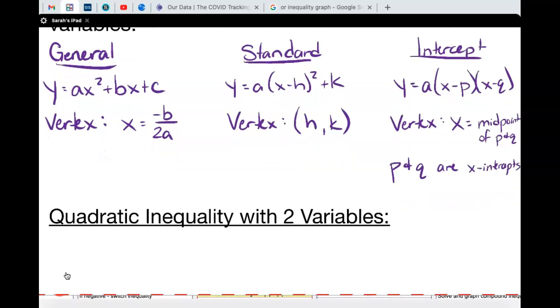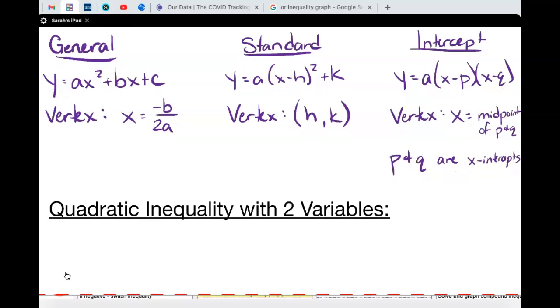So we have quadratic inequality with two variables. So today we're doing two variables. Tomorrow we're going to do one variable. It's kind of opposite. They're just different. Two variables means we're graphing a parabola. One variable would mean that we are solving the equation for x.